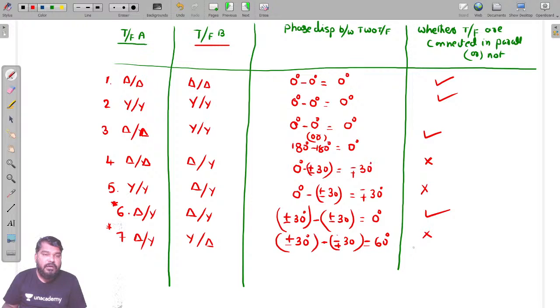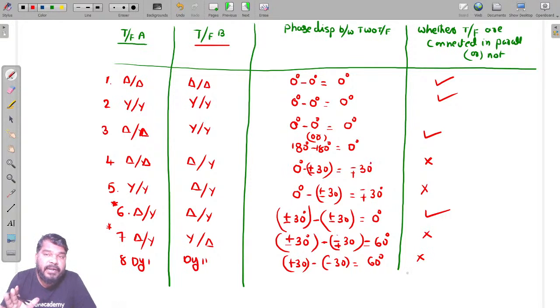And one more connection, the eighth one. One is the Dy1, and the other one is Dy11. So Dy1 is nothing but plus 30 degrees, and Dy11 is minus 30 degrees, so that the difference is equal to 60 degrees. So these two transformers cannot be connected in parallel.